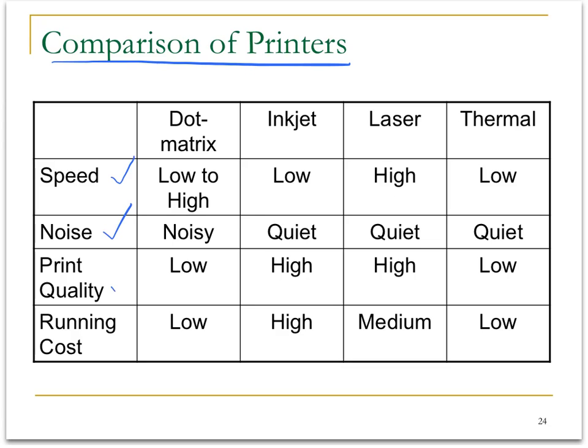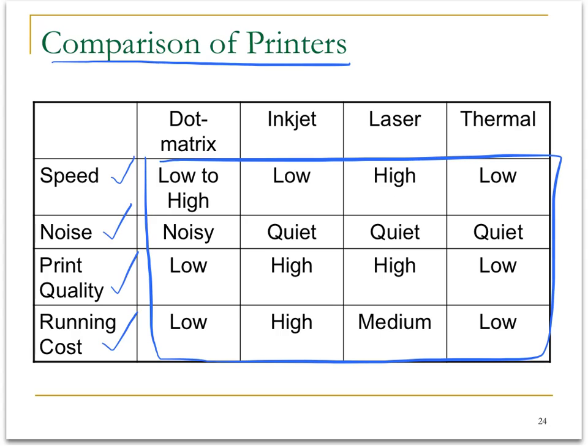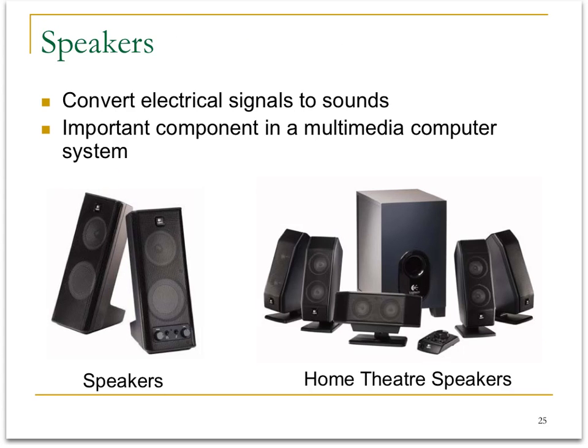And the last type of output device will be the speakers, and they are responsible for converting electronic signals to sounds or audio. They are also very important output devices nowadays because people usually like to play computer games or watch YouTube videos, and they are very important in a multimedia computer system. So for more expensive speakers, just like this one, home theater speakers, they have a large set of speakers.